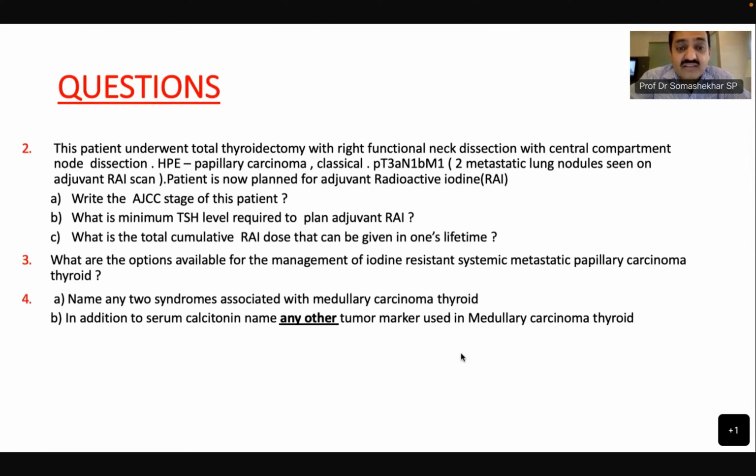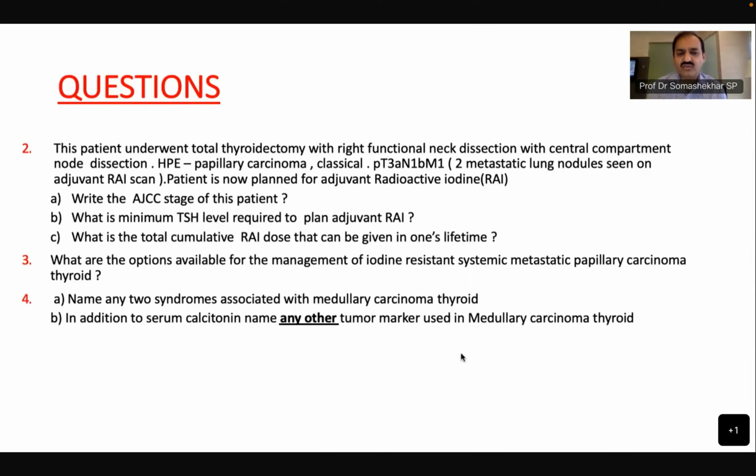What is the minimum TSH level required before doing a RIA if you are not using recombinant thyrogen TSH? What is the total cumulative radioiodine dose we can give in one lifetime? This is a very important question in exam. What are the options available for management of iodine resistant well differentiated thyroid cancer?